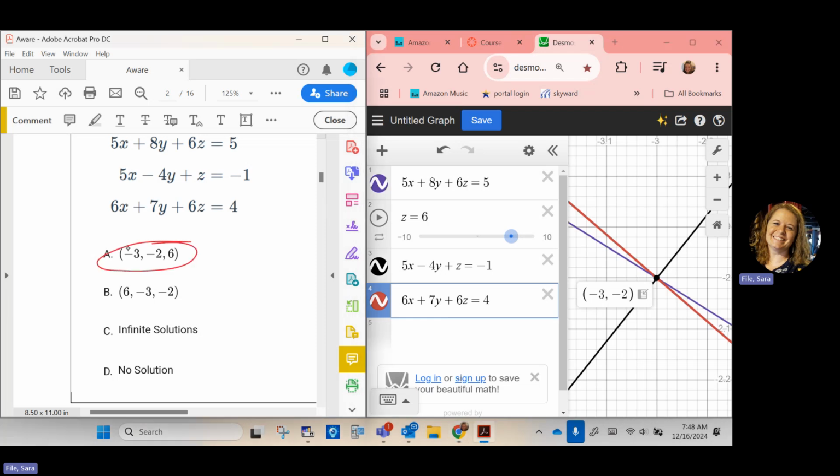This is not the copy for that. Okay, then I didn't print those. Oh, okay. They're in Aware.